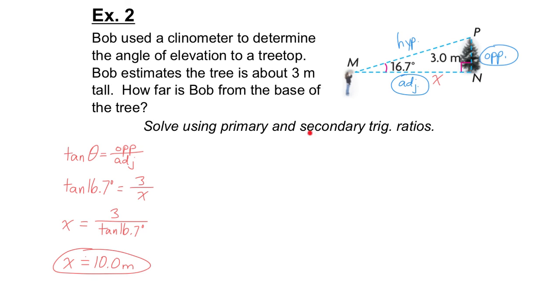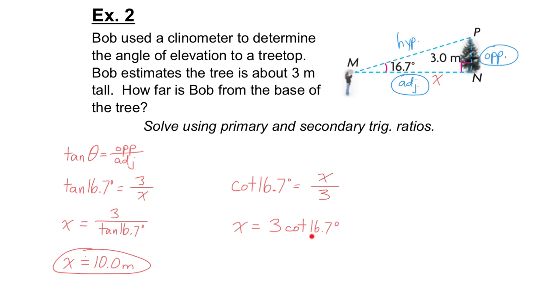Now, how would I solve this problem using a secondary trigonometric ratio? Well, here I'm using tangent. The reciprocal of that is cotangent. So I can use the cotangent of 16.7 to solve. Notice it's not 3 over x, it's x over 3 because it's the reciprocal function. It's not opposite over adjacent. Cotangent is adjacent over opposite. So when I have the cotangent of 16.7 equals x divided by 3, to solve for x, it's 3 times the cotangent of 16.7.